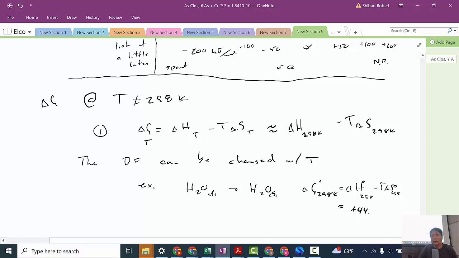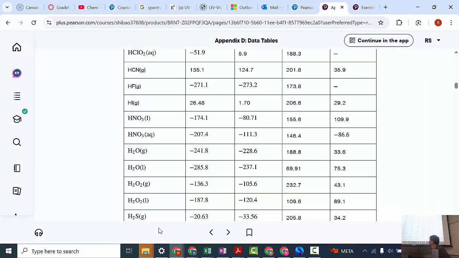We're just dealing with 1 mole here, so I'm just going to put 44.0 kilojoules, minus T. T is 298 Kelvin. And then delta S at 298 Kelvin, let's take a look at the entropy. The entropy is the 3rd column. So it's the gas minus liquid: 188.8 minus 69.91. So 188.8 minus 69.91 is 118.89.